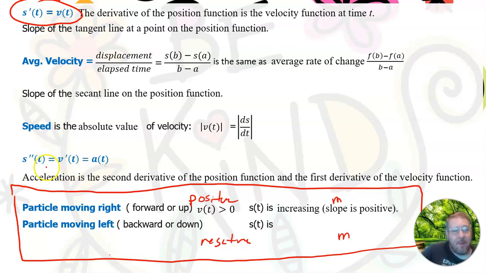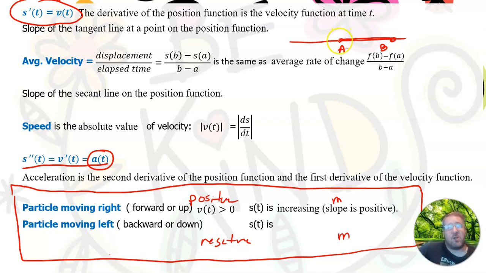Now, on the AP exam, you will have to write this. If you're trying to find the acceleration of an object, you'll have to say the position's second derivative is the same thing as the velocity's first derivative, which is the same thing as the acceleration. If we break that down a little more, position is just a location. If we're going from A to B, that's your change of position. That's your rate of change of position, which is your average velocity, how fast you were going from here to here.